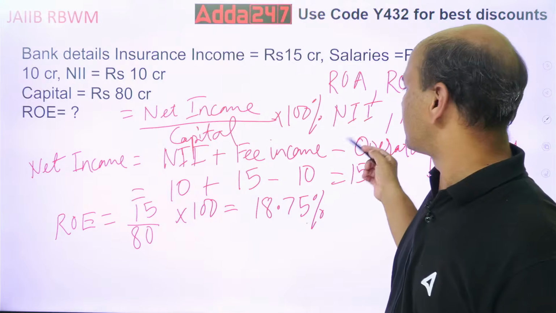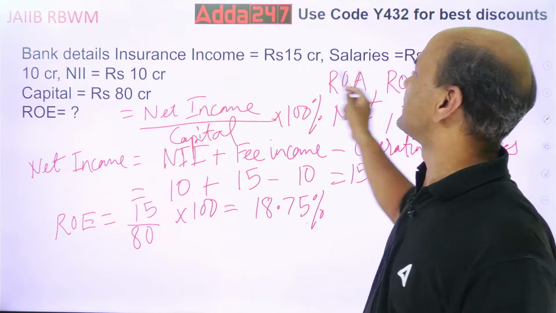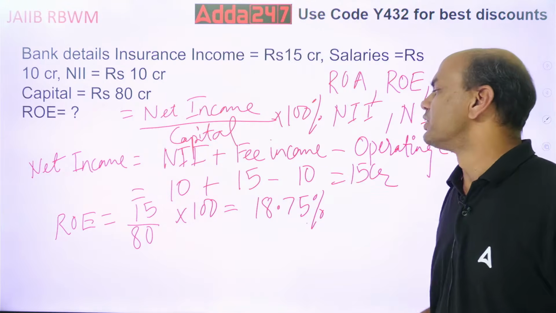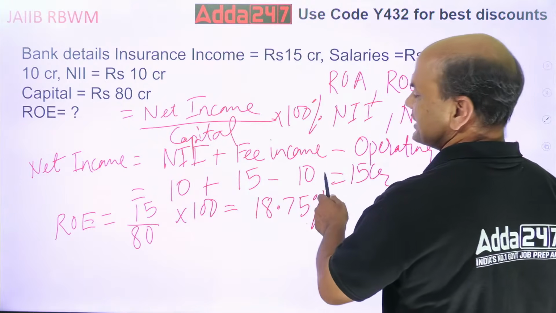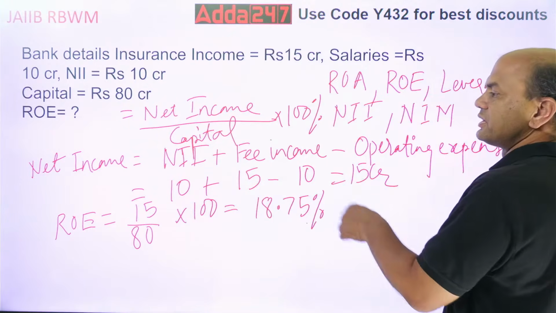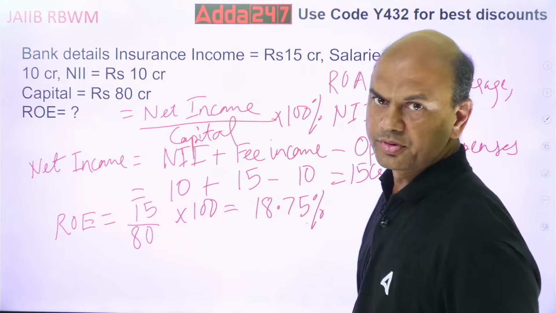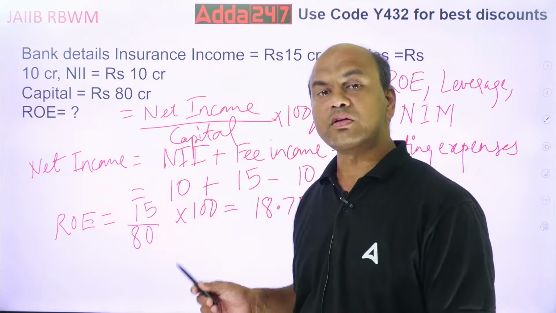And what is your expenses? Expenses is salaries, 10 CR. So 10 plus 15 minus 10. So 15 crores is your net income.